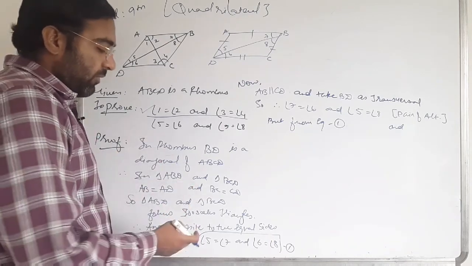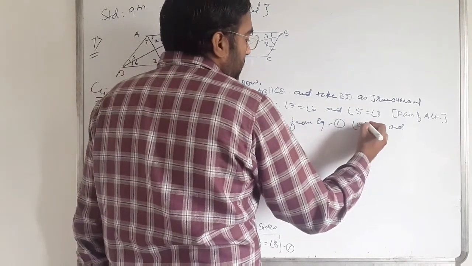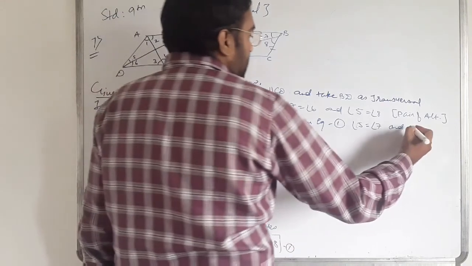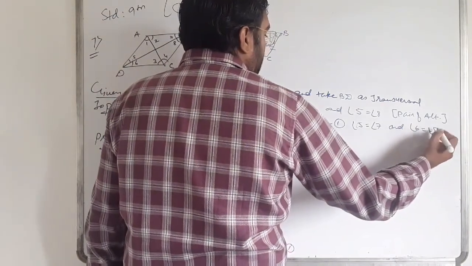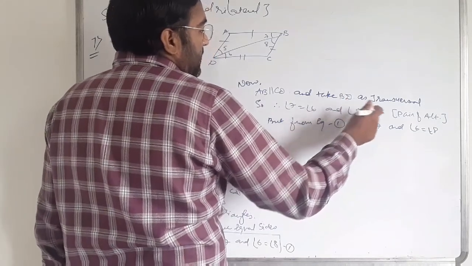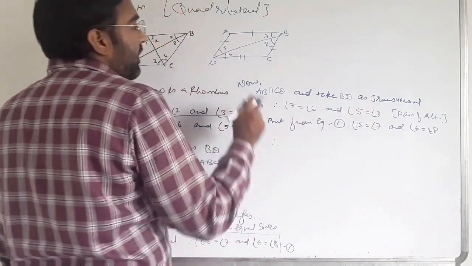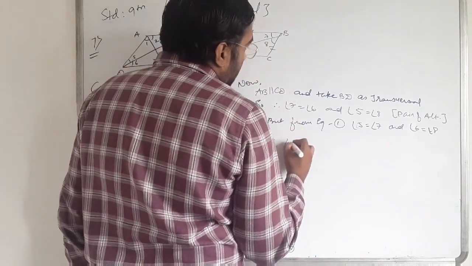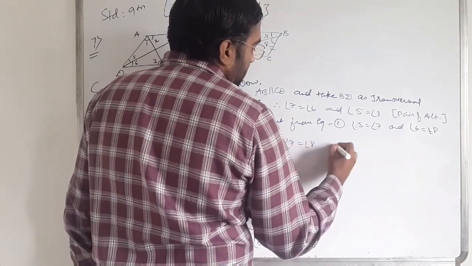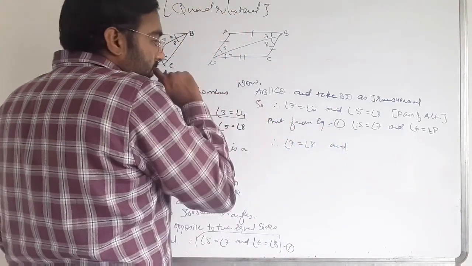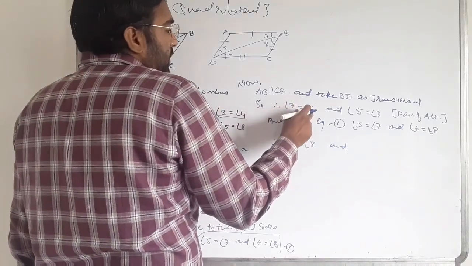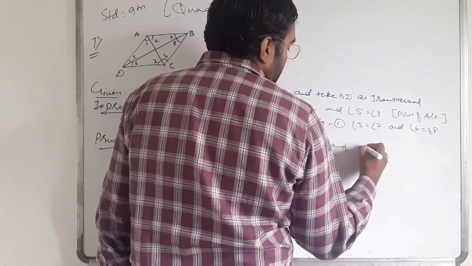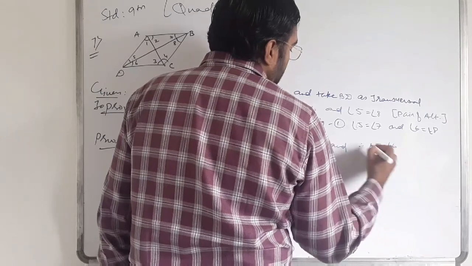Okay. But from equation 1, angle 5 is equal to angle 7 and angle 6 is equal to angle 8. So therefore 5 is equal to 8 and 5 is equal to 7. So angle 7 is equal to angle 8, angle 7 is equal to angle 6, and angle 7 is also equal to angle 5, and therefore angle 5 is also equal to angle 6.